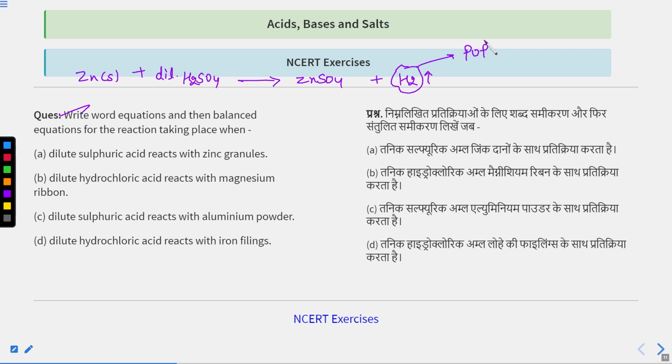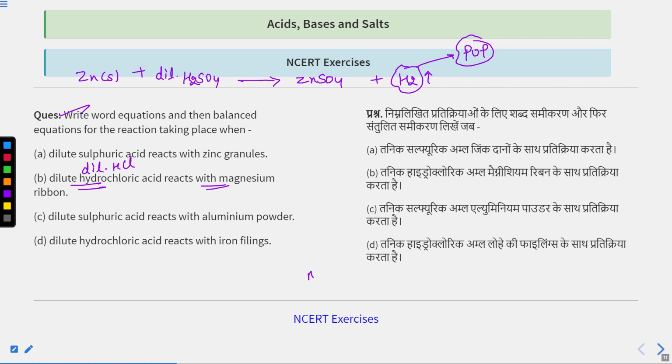When you bring a burning matchstick or burning candle near the mouth of the test tube from which hydrogen gas is coming out, you will hear the pop sound. You will hear the pop sound. So this is the answer to this particular question. I will show you the proper answer. Dilute HCl, which is dilute hydrochloric acid, reacts with magnesium ribbon.